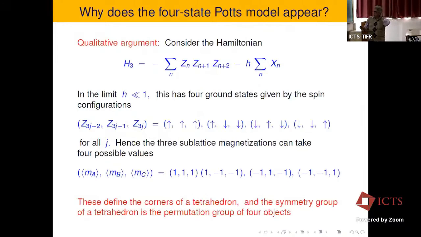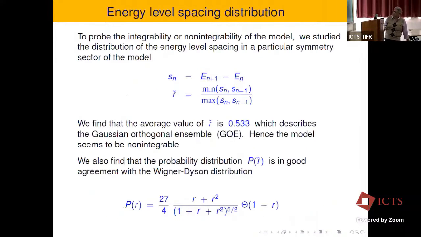Okay, so here's a qualitative argument. If you look at this Hamiltonian, our model, in the limit h much less than 1, so deep in the ordered phase, there are actually 4 ground states, which are given as follows. All the spins can point up, or spins on 2 of the sublattices can point down and 1 can point up. So the 3 sublattice magnetizations can take 4 possible values. So this tells you that there are actually 4 possible ground states, of course deep in that ordered phase. And this set of values of the order parameter form the corners of a tetrahedron, and the symmetry group of a tetrahedron is the permutation group of 4 objects. So by hindsight, this is the qualitative reason why you might have expected our model to be in the same universality class as the 4-state Potts model.